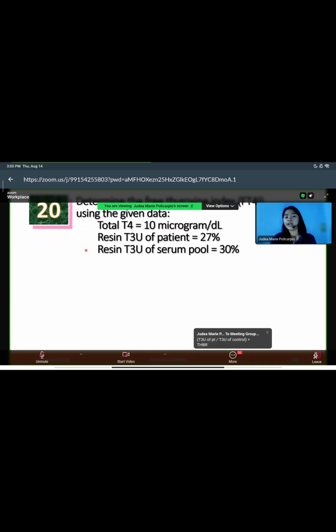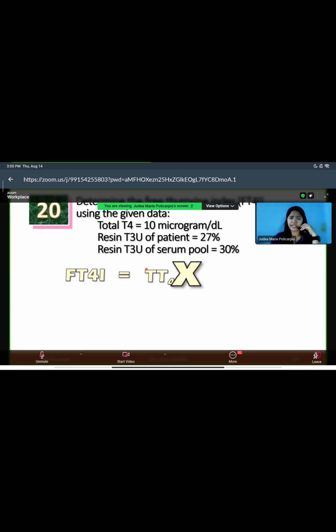Okay? Etong resin T3 uptake of your patient over the T3 uptake of the pool, the serum pool or the control, that would actually give us the THBR na siyang gagamitin natin to compute for the free T4 index. So ma'am, ano bang formula pala ng free T4 index? Free T4 index is actually your total T4 multiplied by the THBR.